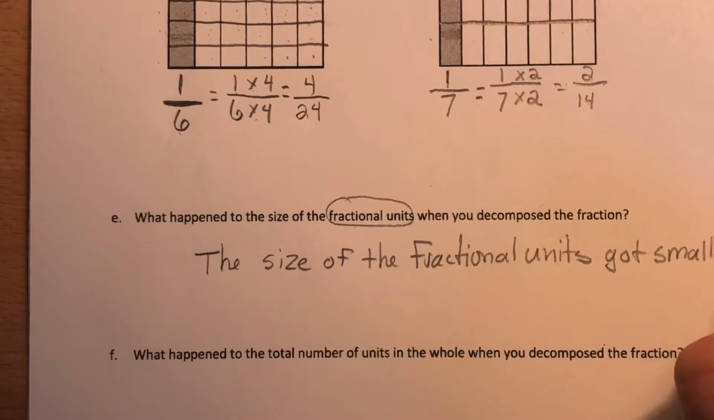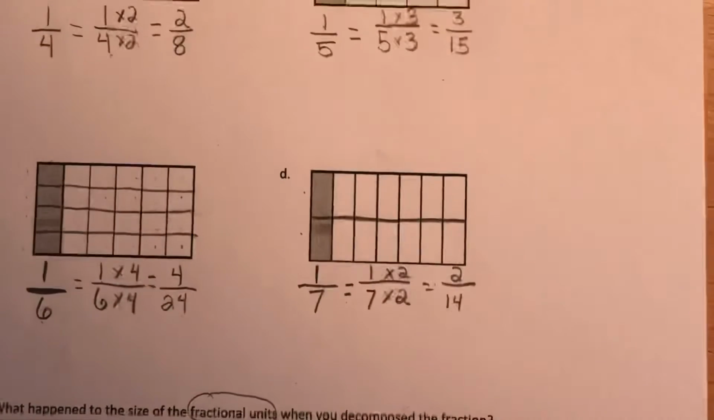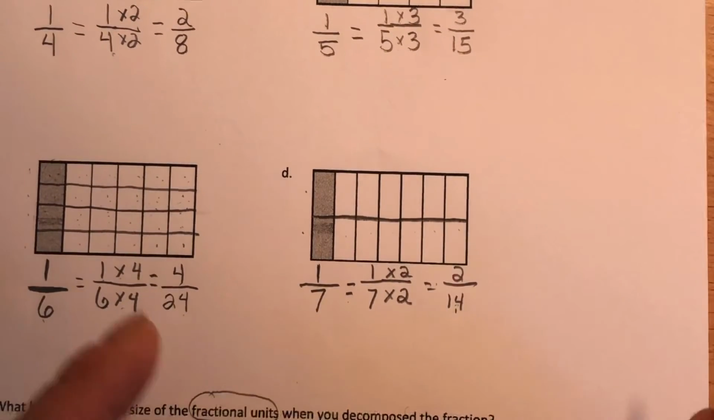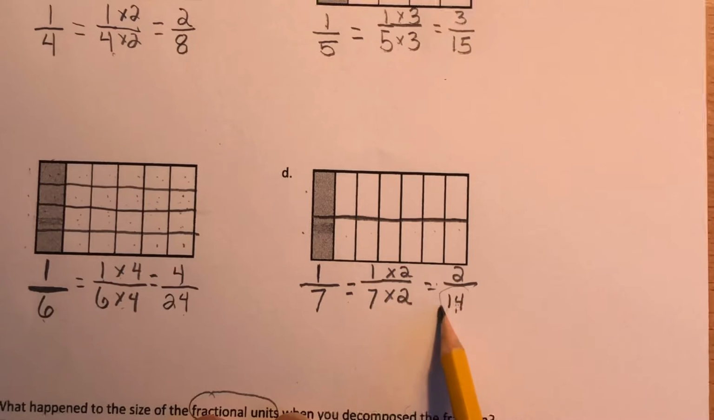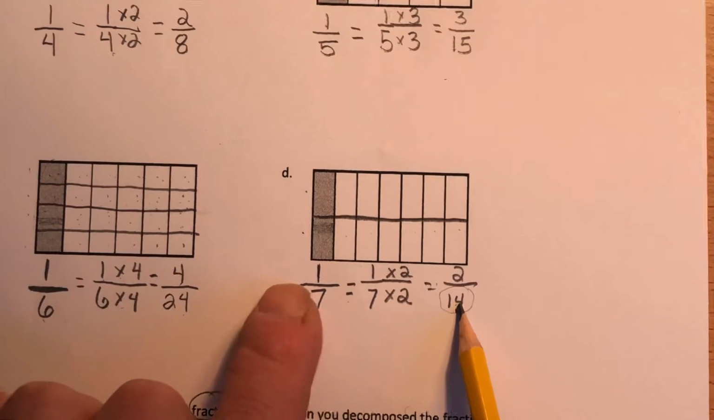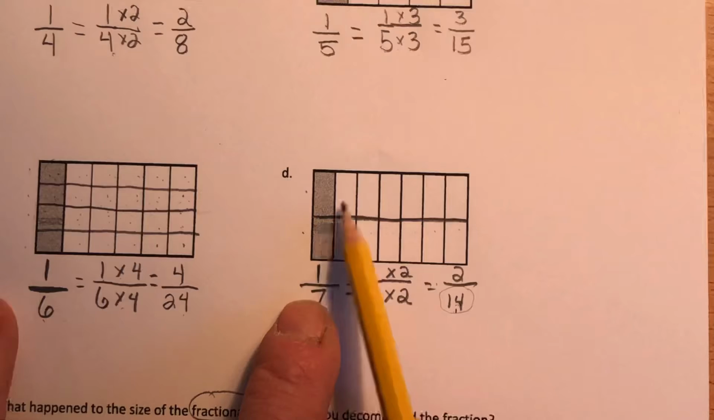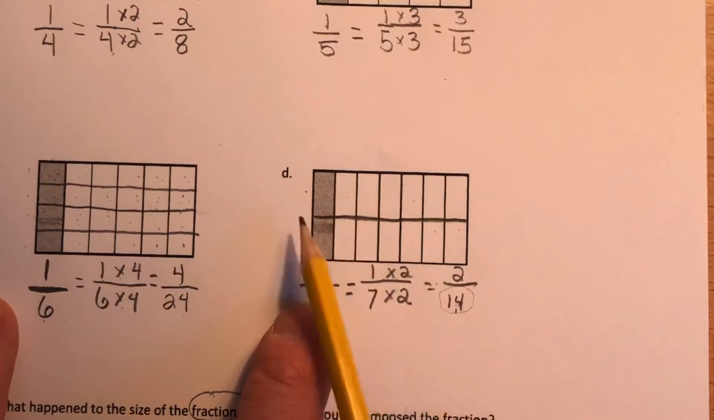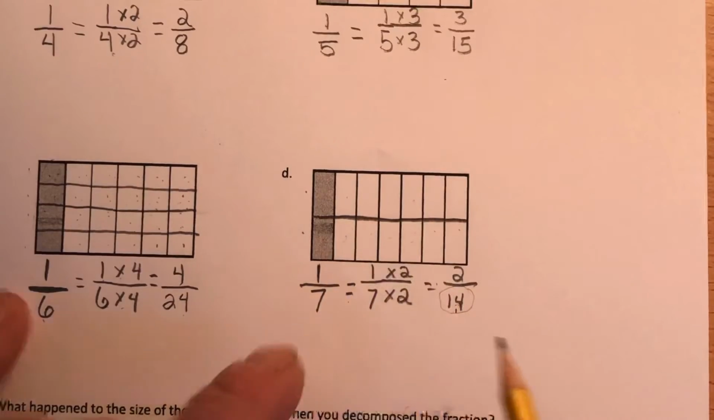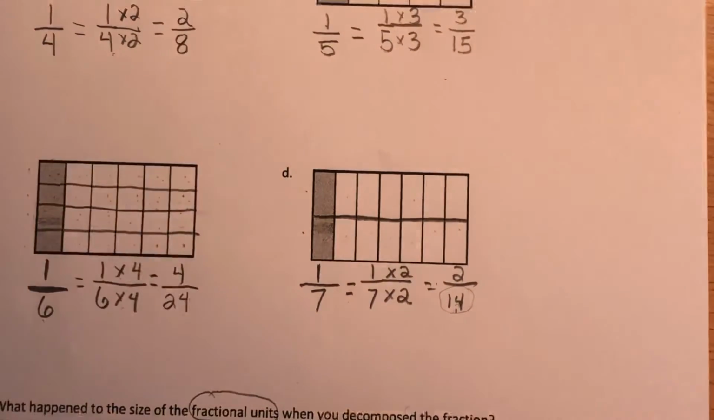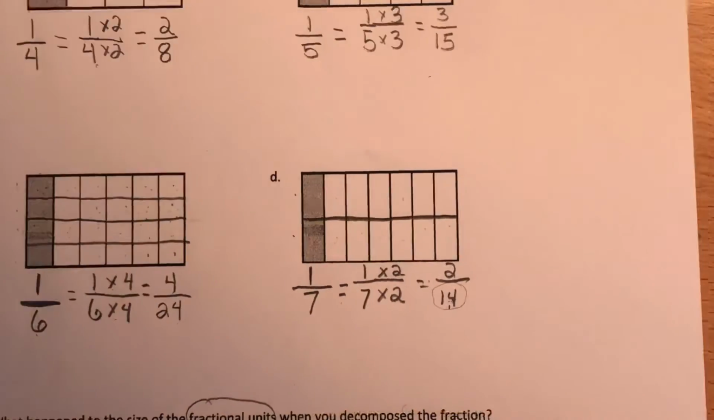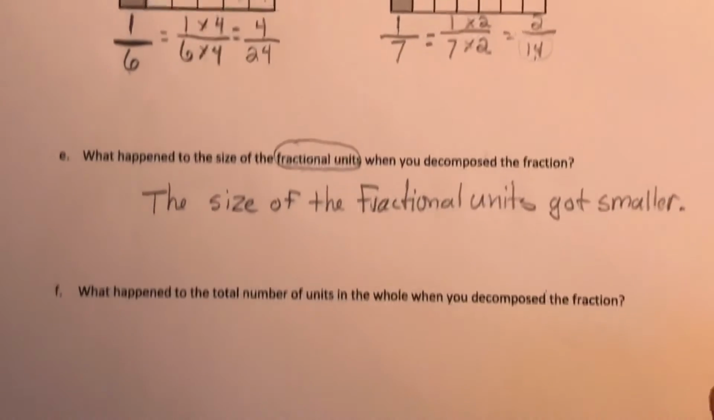Now, it might seem weird, but if I look here, you would think, well, 14 is bigger than 7. You're right. But when I'm talking about my fractional unit being 14ths as opposed to 7ths, you can see when I decompose, these get really small. Could you imagine if I put like 6 more lines in here? We'd have these teeny tiny little pieces, all right? So the size of the fractional units got smaller when we decomposed them, got them to smaller units, okay?